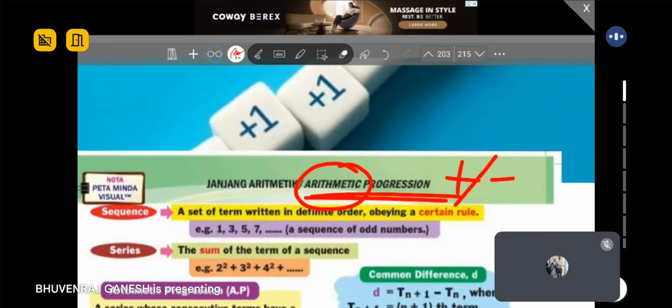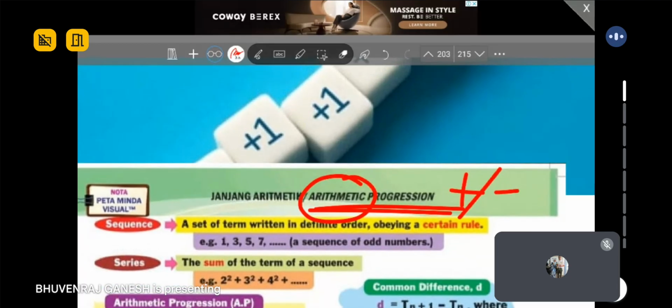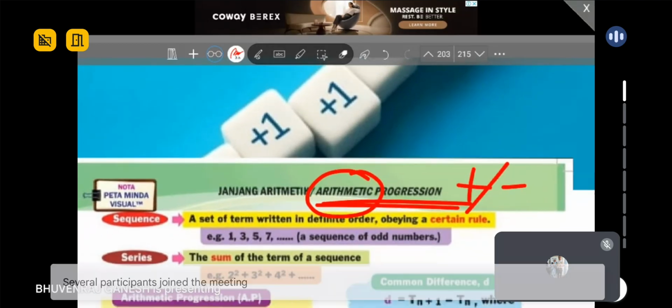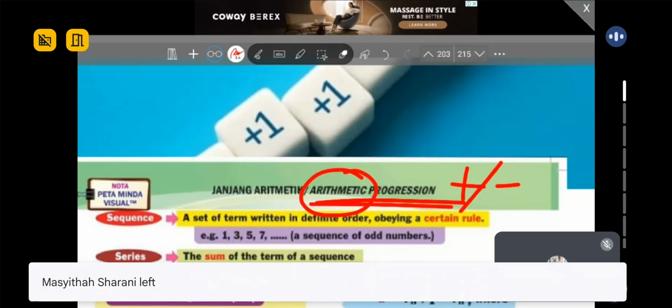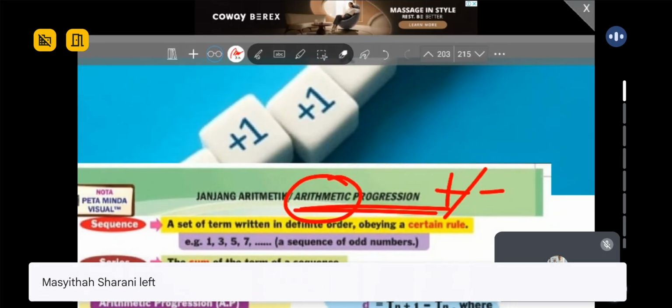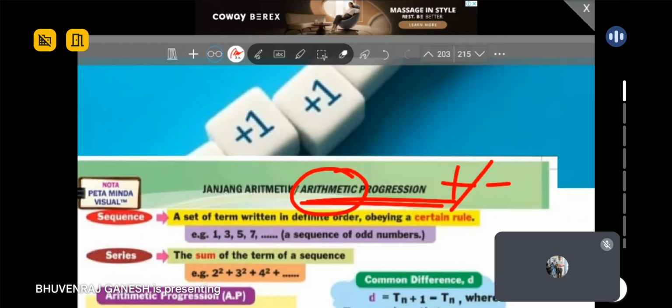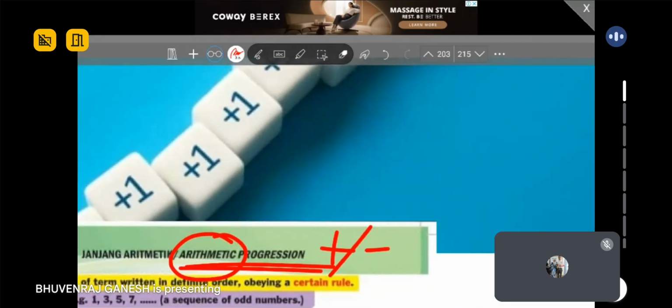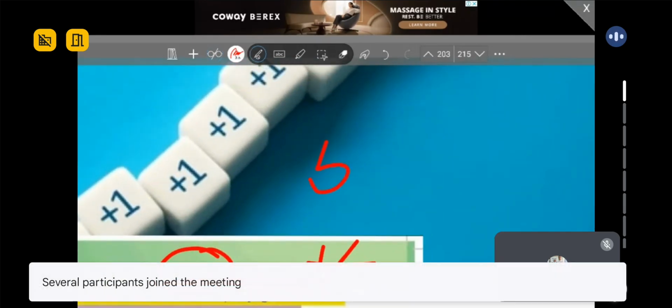Okay, so usually in progression we will have a sequence or series. Okay, kita akan ada satu urutan atau pola nombor. You'll always see a pattern. Kamu akan nampak satu pola. That's how you know you have a progression. Am I right? Okay, so I give you an example.